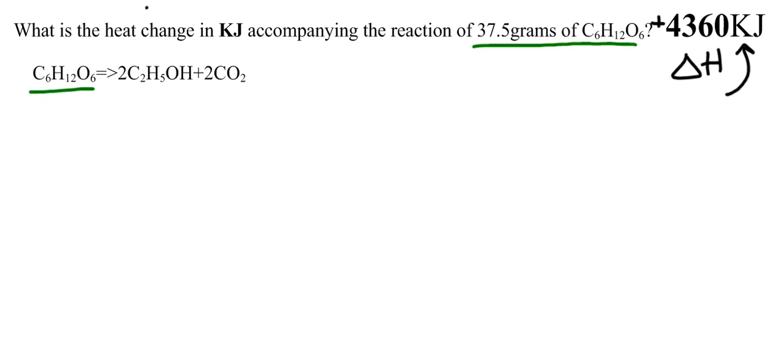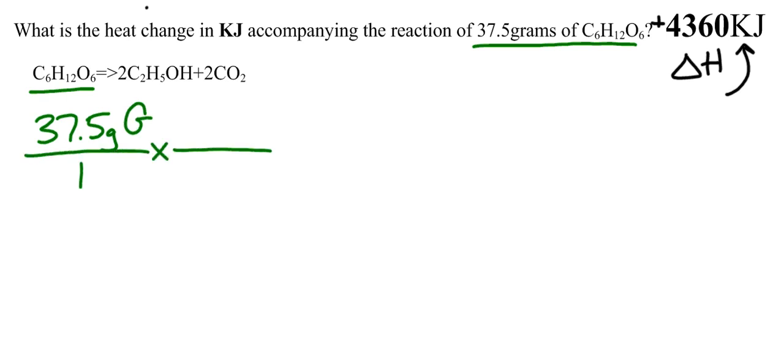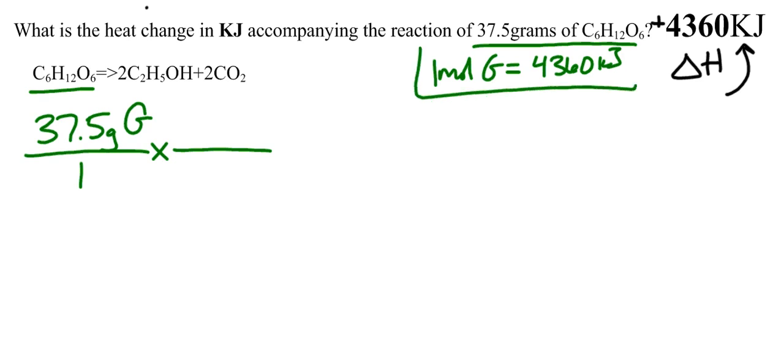So I'll go ahead and start with what I'm given, just like all dimensional analysis. 37.5 grams of glucose. I'm just going to put a capital G, so I don't have to write the formula out all the time. And the whole point of this is to get to kilojoules, to get to energy, to get to that thermal energy. What's that heat change? Knowing this, I know that for every 1 mole of glucose, it's going to produce or absorb 4,360 kilojoules. So I can use this equivalency statement as a conversion factor in my dimensional analysis.